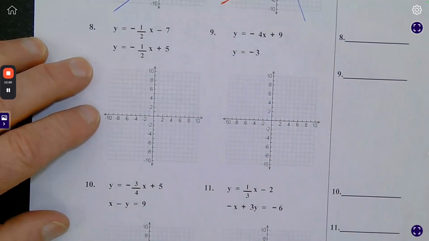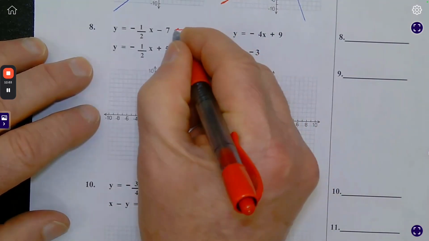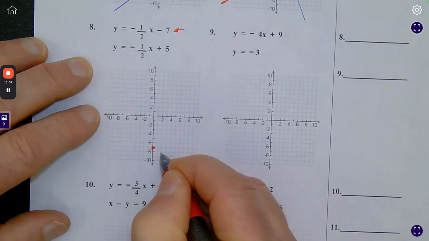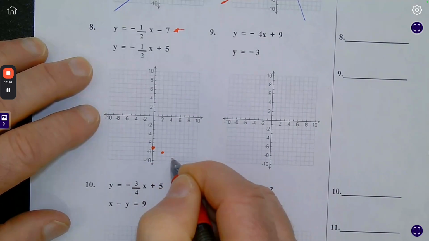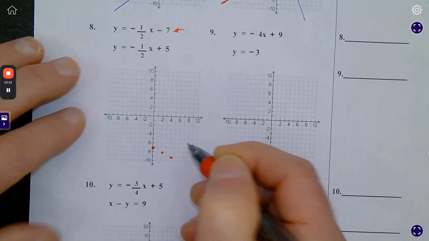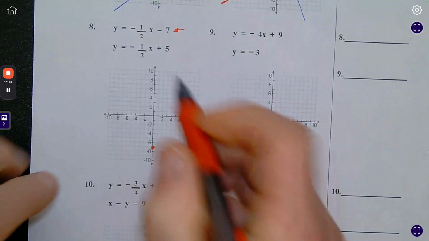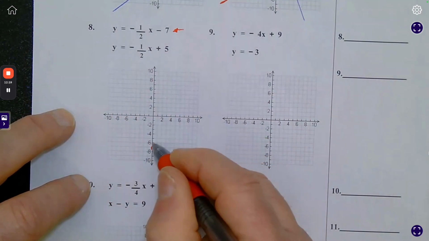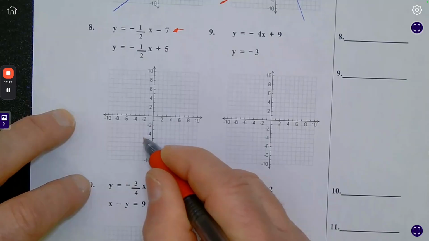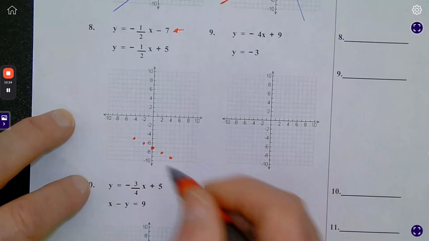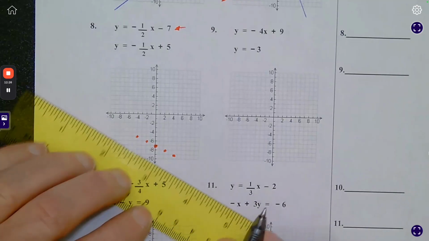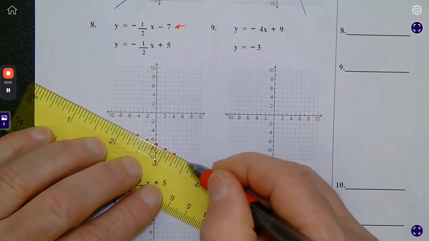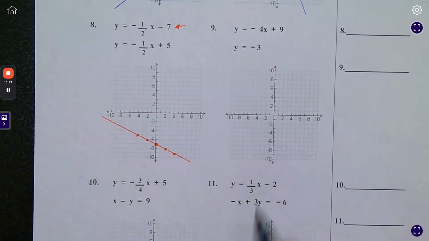All right, this has a y-intercept of negative 7. So let's graph this one first. And the slope of down 1 over 2. Graph your line. Notice if I applied the negative to the run instead, that would be up 1 and over 2 in the negative. Notice you get the same line, right? So the negative goes with the rise or the run, but not both. And there's that line right there.